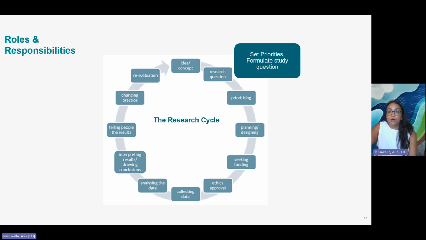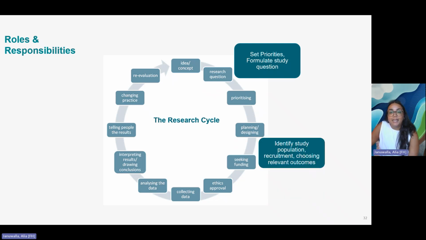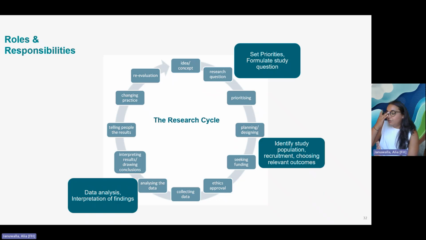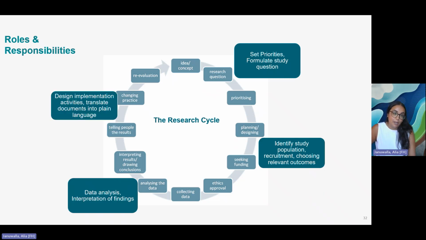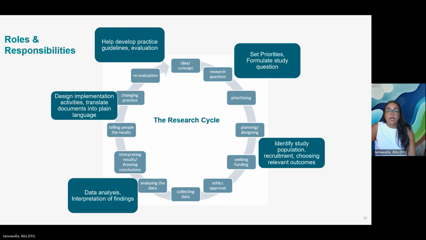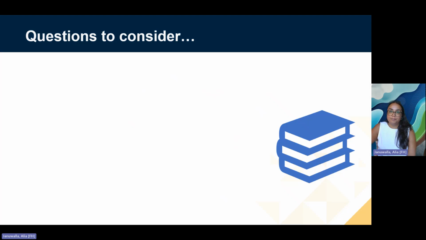But patient partners can be involved in setting priorities and formulating the study question, identifying your study population, your recruitment strategies, choosing relevant outcomes. They might be involved in data analysis and interpreting the findings and the relevancy of those findings. They can also be involved in designing implementation activities, translating those documents into plain language and other strategies that might be effective for patients and communities. They might also help develop practice guidelines and inform evaluation practices.